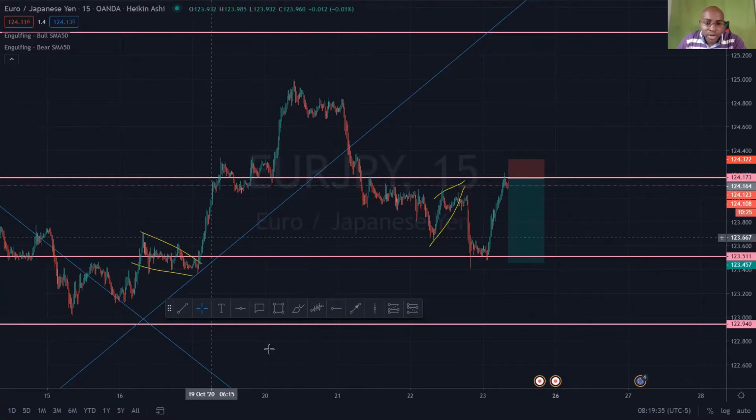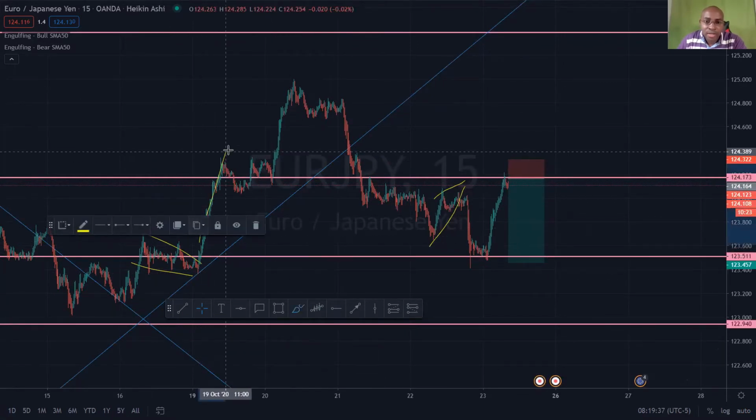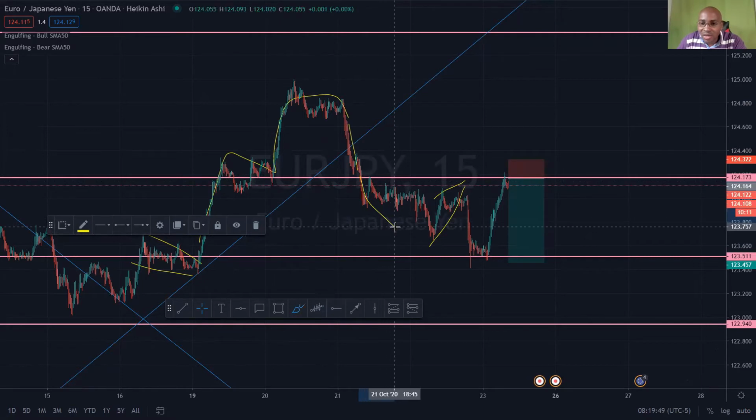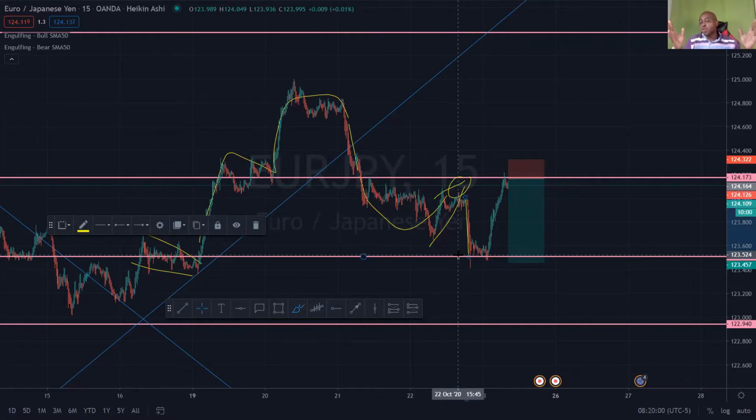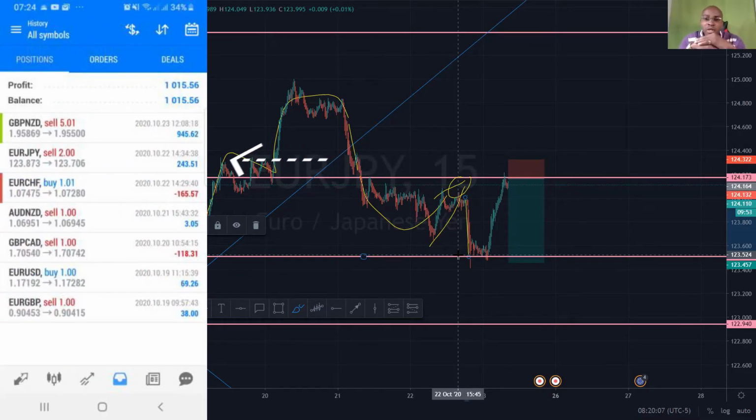All right, EURJPY, same textbook trade. Price was in this uptrend right here, creating higher highs and higher lows. It broke this low right here and broke the trend line, came below this minor resistance, and retested. So this flag that you see that I drew right here is where I entered on the trade, and price just went down in profit right here. Same textbook trade, no rocket science or anything like that. So this is how I profited on EURJPY for that 243.